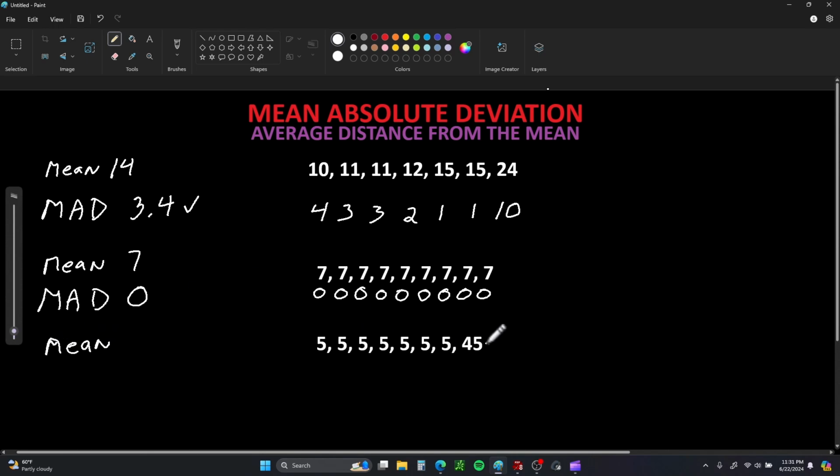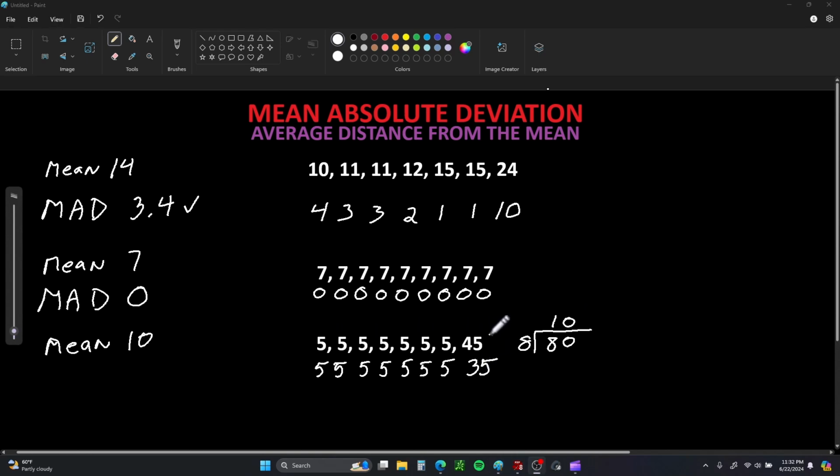So the mean, I add all these together and I get 35 and 45, or 80, and I divide by the number of numbers, which is 8. So I get a mean of 10. So I put a 10 over here, and now I want to find out how far away from 10 each of these numbers are. Well, 5 is 5 away. All of the 5s are going to be 5 away. And the 45 is going to be 35 away.